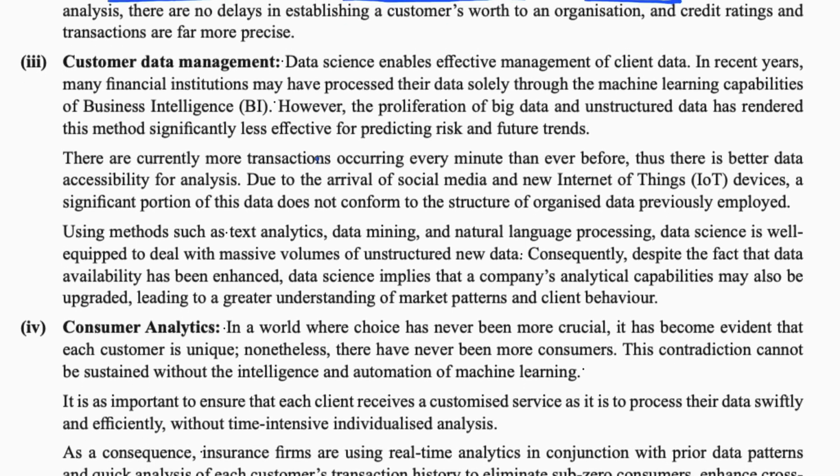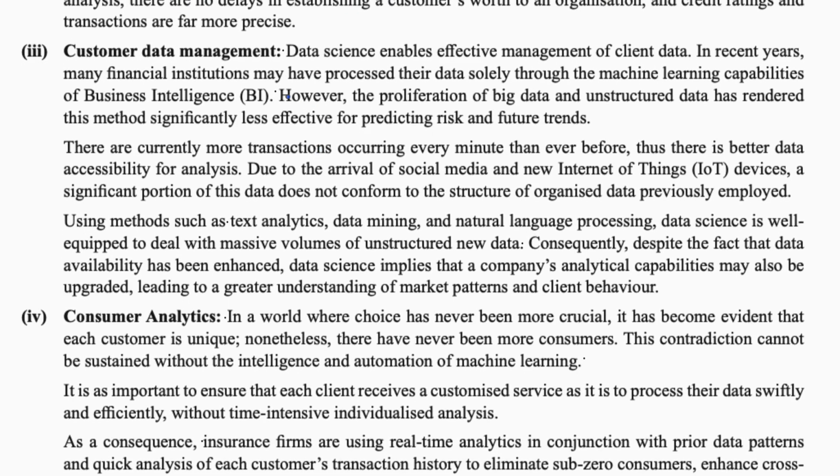Now, coming to the third significance, that is customer data management. Data science enables effective management of client data. In recent years, many financial institutions may have processed their data solely through the machine learning capabilities of business intelligence, text analytics, data mining, and natural language processing. Data science is well equipped to deal with massive volumes of unstructured new data.